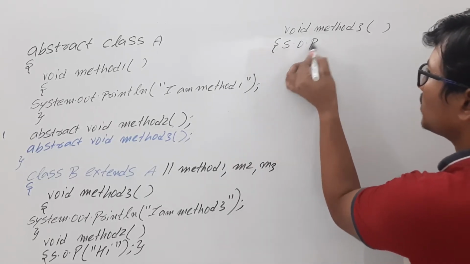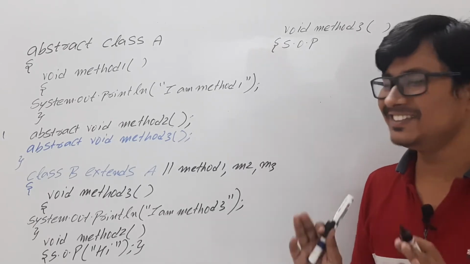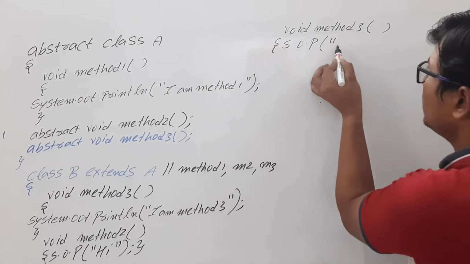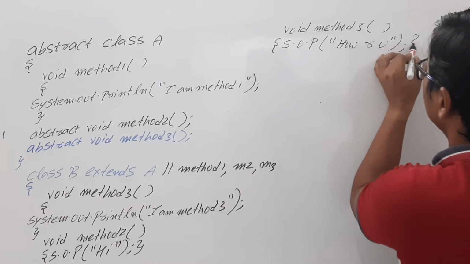System.out.println, I'm writing in shortcut as s.o.p, but in Java, you don't write like that. On the blackboard, due to the space issue, I'm writing like this. Let's take that, how are you? Okay, let me close it.